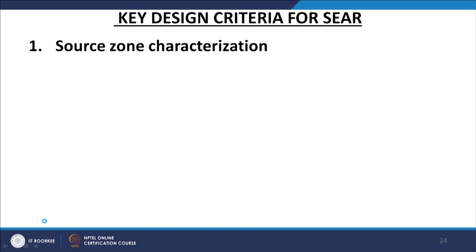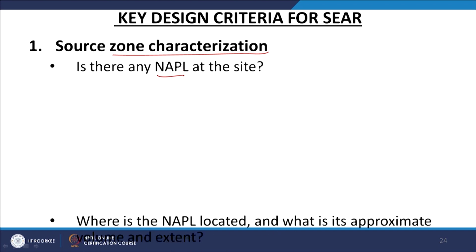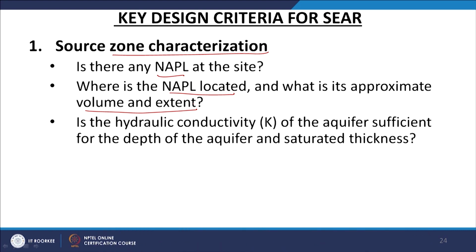So what are some of the generic design criteria? We will quickly go through these relevant aspects. Obviously, spend a considerable amount of resources on zone characterization, as in, is there NAPL present? If so, where is it present and what is its location, right? That is something else, and getting this is a tricky aspect.